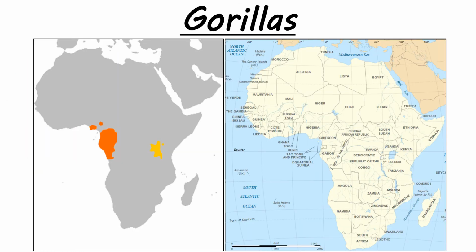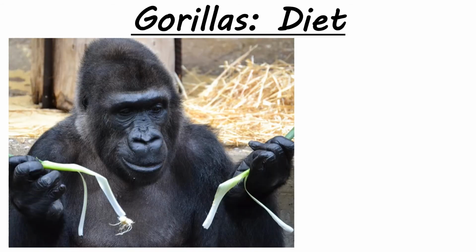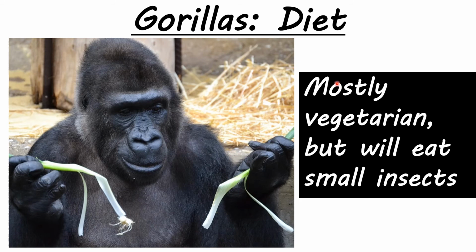So where do you find gorillas? This is the continent of Africa, and you can see we're over this area, so round about Cameroon in the west, and then you've got some over here round about Uganda, Rwanda area. So what do they eat? Mostly vegetarian, but they will eat small insects.